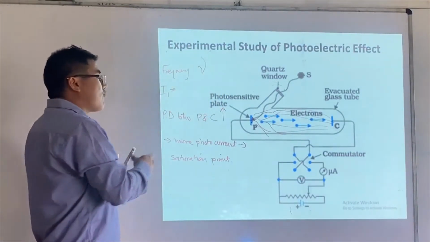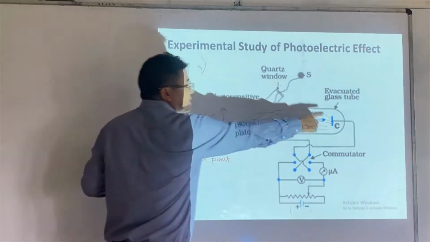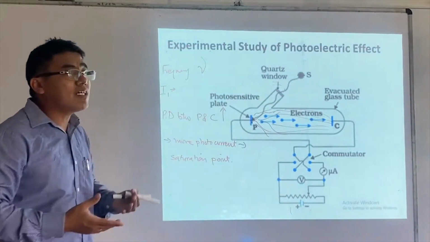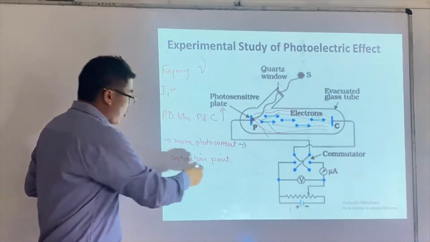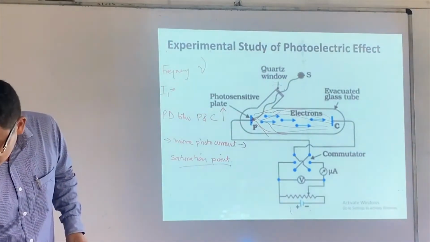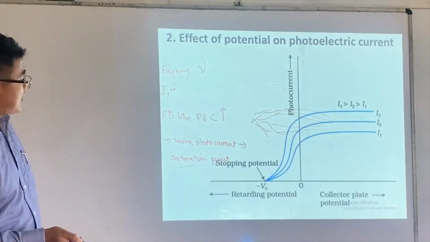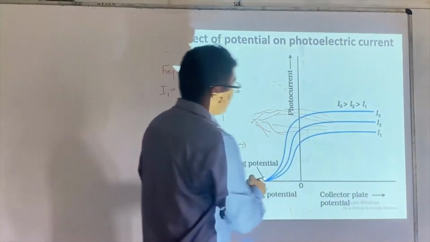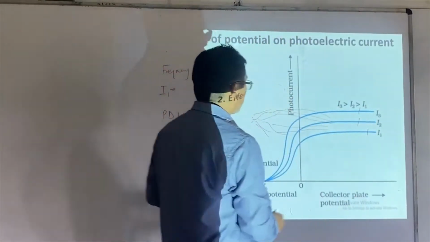However, once all the electrons from P could reach C, there is no further increase in electron flow. So this is what we call a saturation point. This is the saturation current.